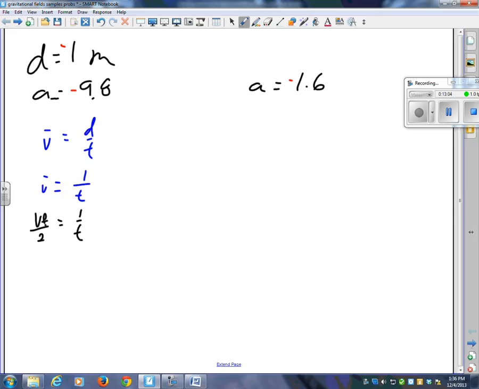So, Vf over 2 is equal to 1 over t. Haven't really got anywhere because I have how many unknowns? 2. Would you agree that the Vf is also equal to the delta V, because the Vi is 0? Yeah. You would agree with that? So delta V over 2 is equal to 1 over t.